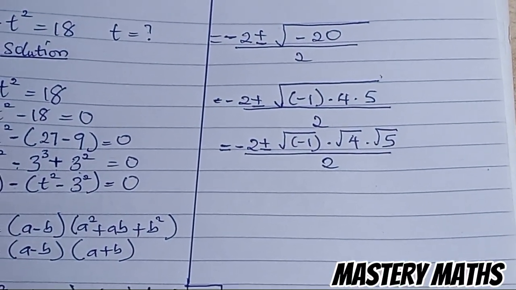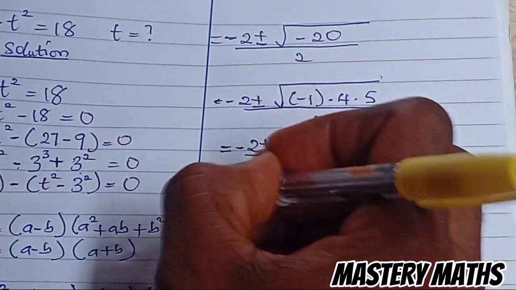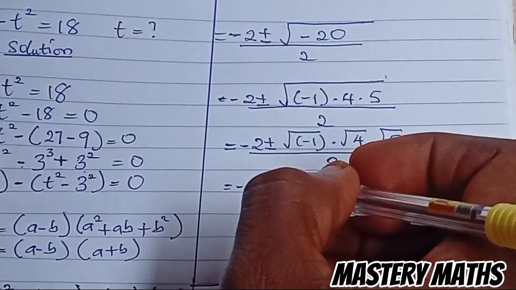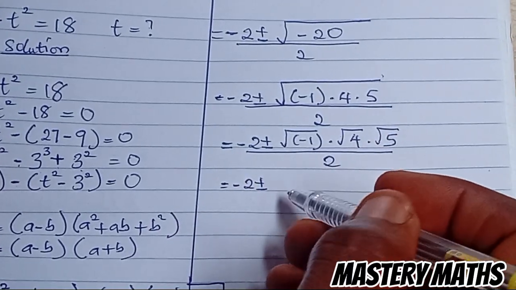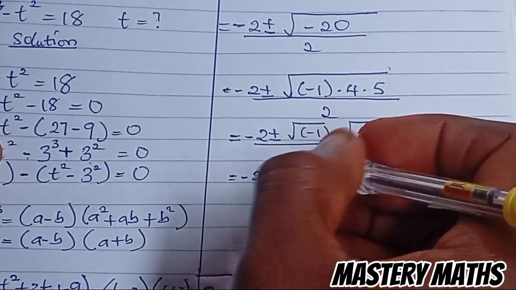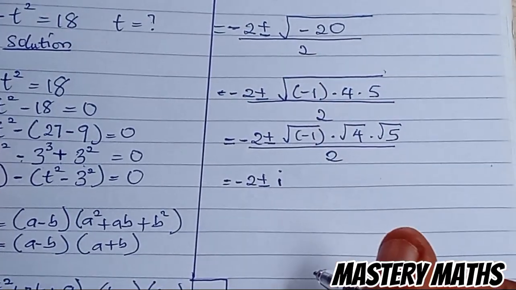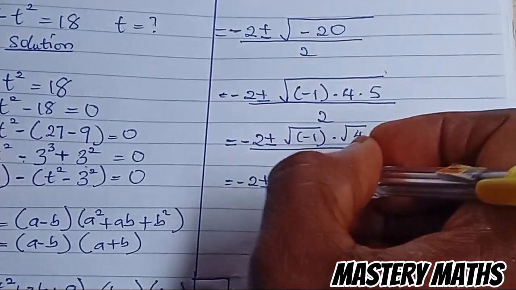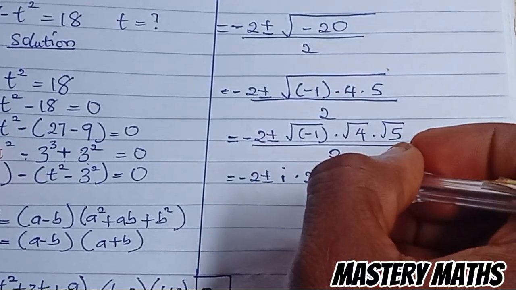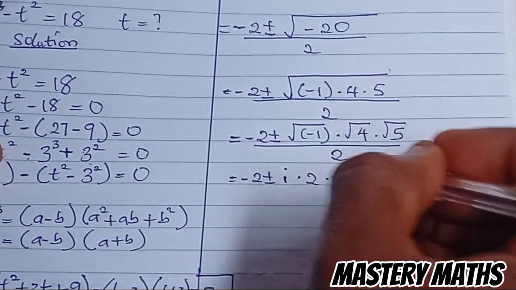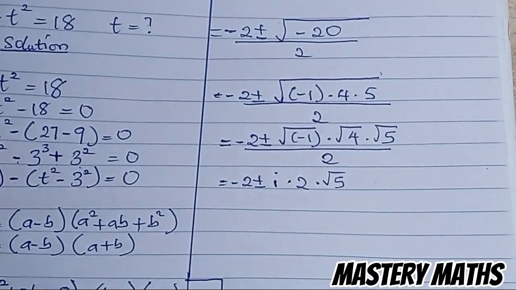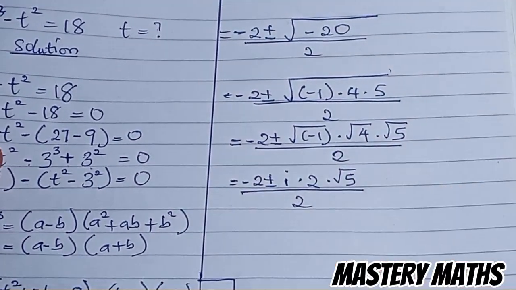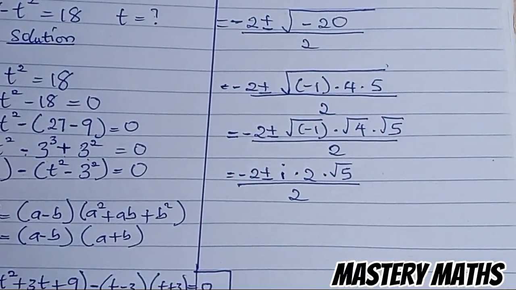Then after this, what should be the next thing? We're going to look for each of them to be minus 2 plus or minus. Now, if you watch now, this root minus 1 will be replaced with i. Then you have times root 4 is 2, times you have the same root 5, because that is irrational, it cannot be simplified. So we put down the 2 there. Now what should be the next thing?